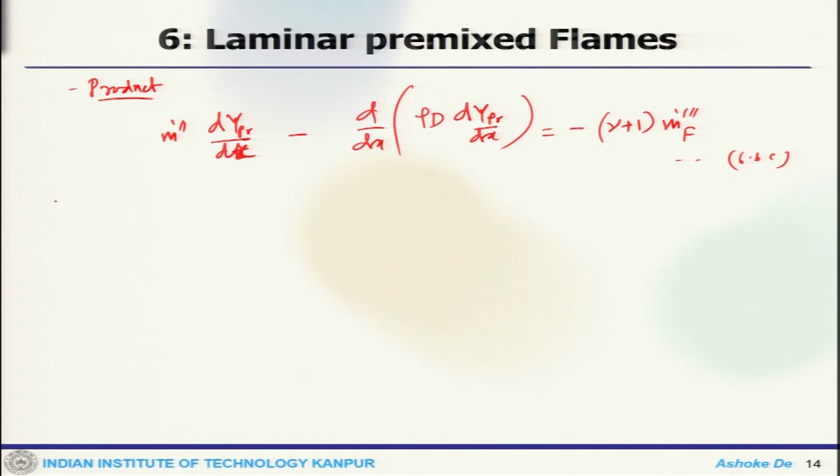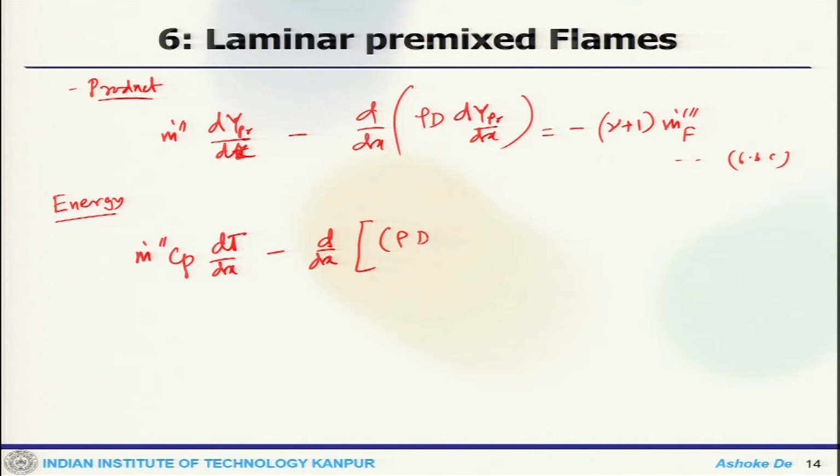Now, we will write the energy conservation equation, which is m dot Cp dT/dx minus d/dx of rho D Cp dT/dx equals minus summation of Hf0 i m dot triple dot i. So, that is the contribution for the species consumption, or due to the reaction.